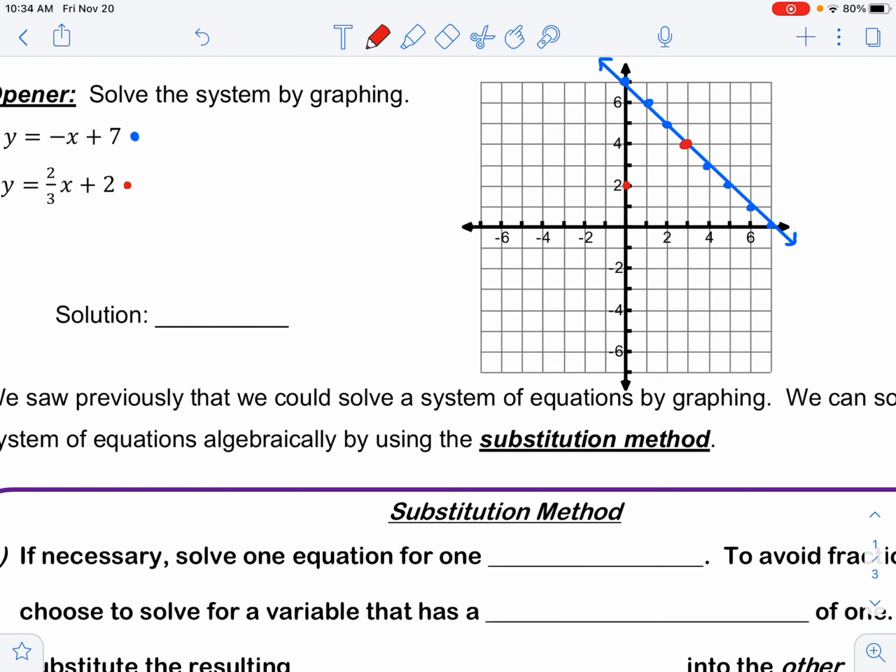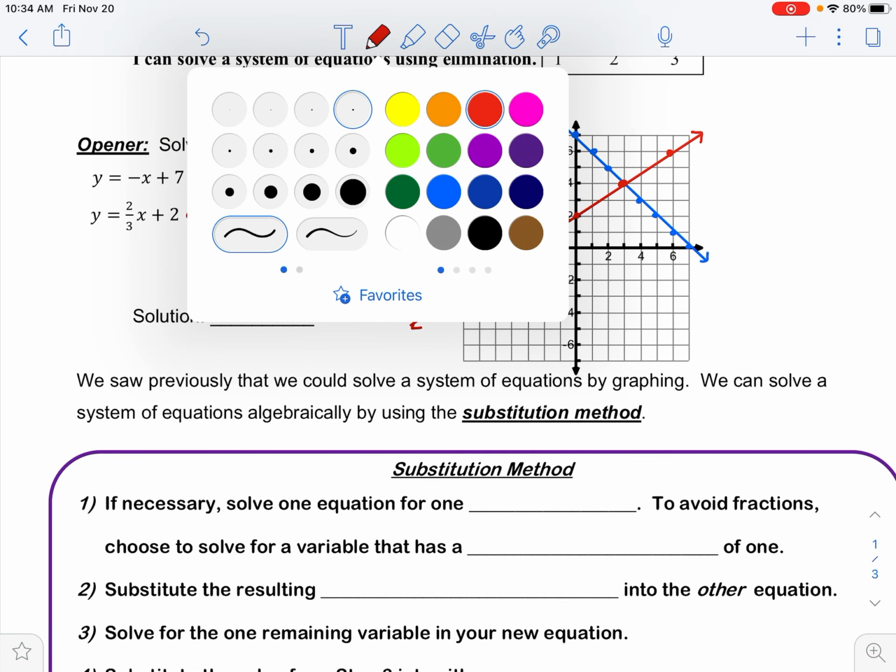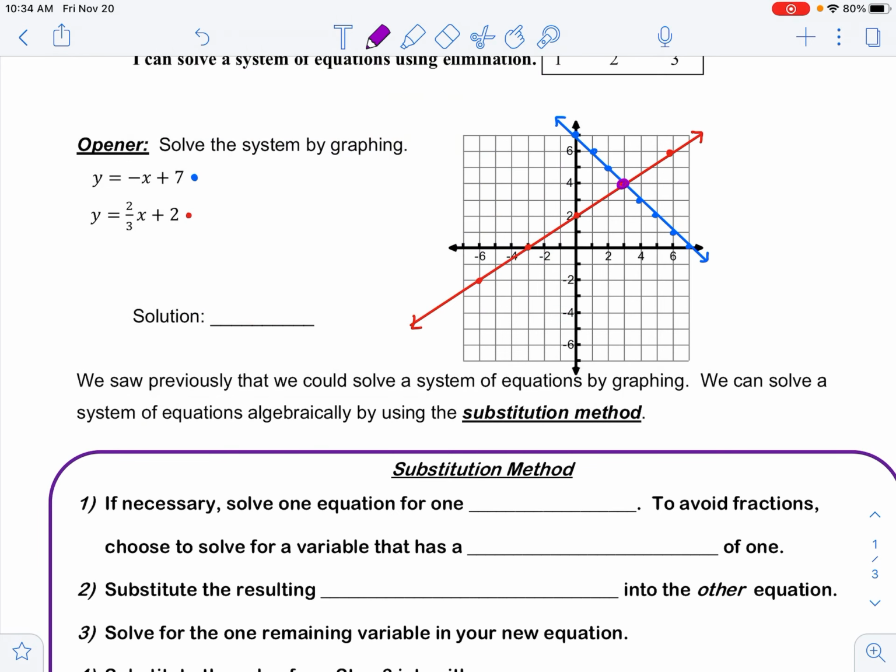Okay, next one, I have y equals 2/3 x plus 2, y-intercept of 2, slope of 2/3. So up 2, right 3, and there's my intersection. I'm going to continue to go down 2 and left 3 and make my other points. It's really good practice to complete the problem. Okay, now I want my solution.